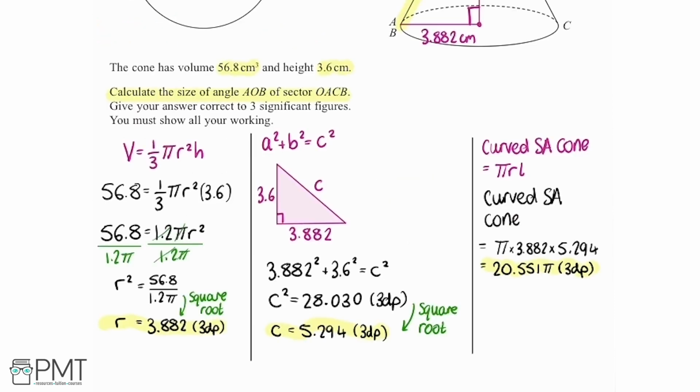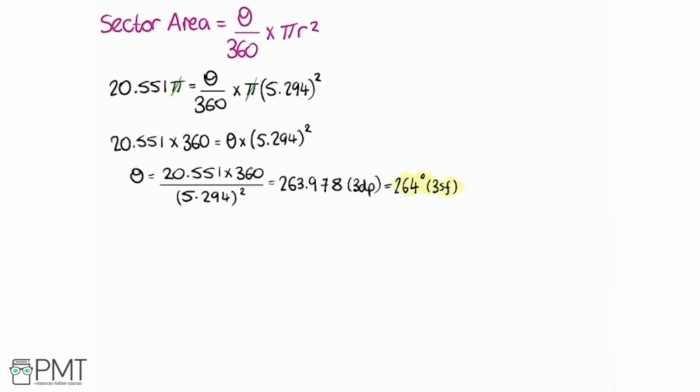We get our first mark here for substituting what we know into the formula, and the second mark for getting down to here where we've worked out a value for r. We get our third mark for using Pythagoras here to get a value for c. We get our fourth mark for forming this equation, and the fifth and final mark for the correct answer of 264 degrees.